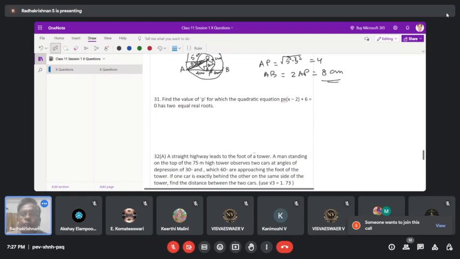Find the value of P for which the quadratic equation Px into x minus 2 plus 6 equal to 0 has two equal real roots. The given equation Px into x minus 2 plus 6 equal to 0 is a given equation, and this equation has got two equal real roots. Then find the value of P.